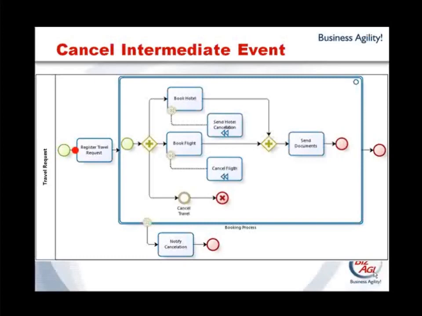Therefore, when there is a cancel event, not only is the sub-process cancelled and the process continues via an exception flow, but also all the tasks within the sub-process that have a compensation intermediate event associated will be compensated. This compensation is performed in reverse order of the execution.